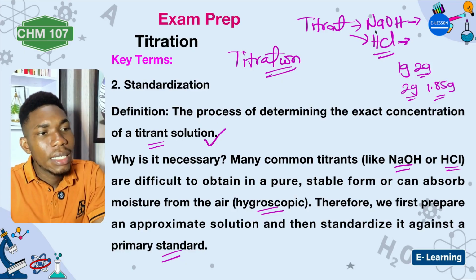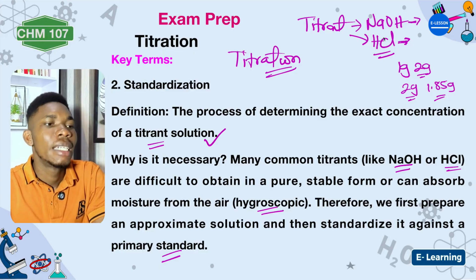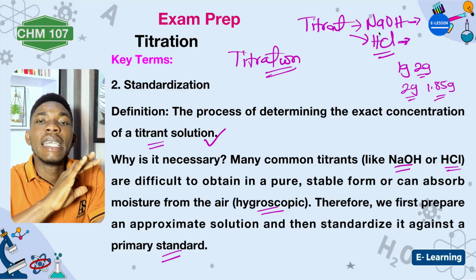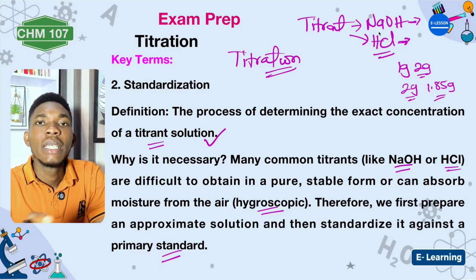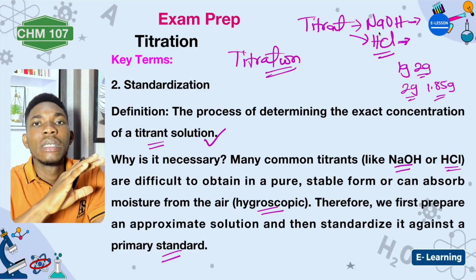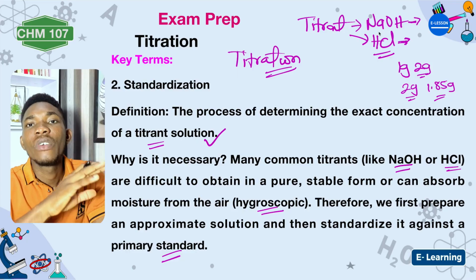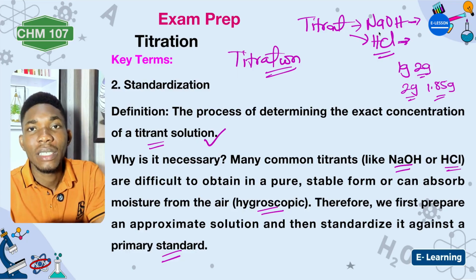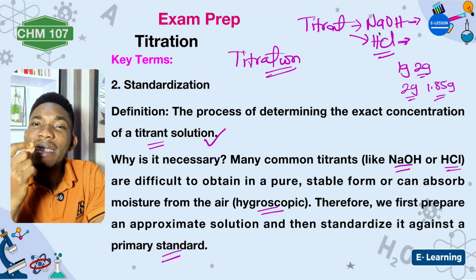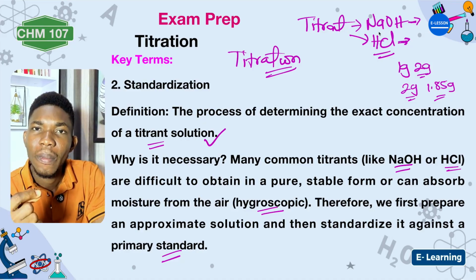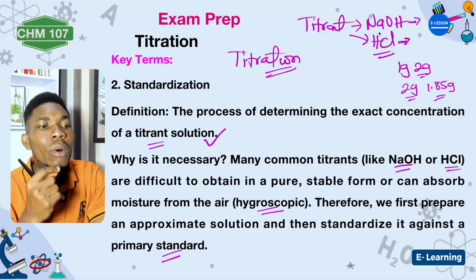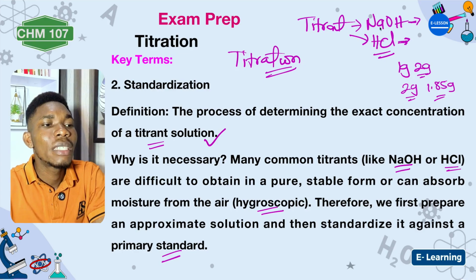When you get sodium hydroxide or HCl here, it is expected that they are pure. It is expected that the amount you measured is accurately correct. Why? Because they are the titrant. We say the titrant, you know the exact concentration of the titrant. Is that understood?